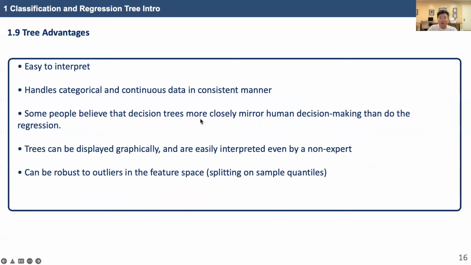Decision trees for regression and classification have a number of advantages over the more classical approaches. First, trees are very easy to explain to people. In fact, they are even easier to explain than linear regression. Second, some people believe that decision trees more closely mirror human decision making than do the regression approaches in previous models. Also, trees can be displayed graphically and are easily interpreted even by a non-expert. And they can be robust to outliers in feature space, and more.